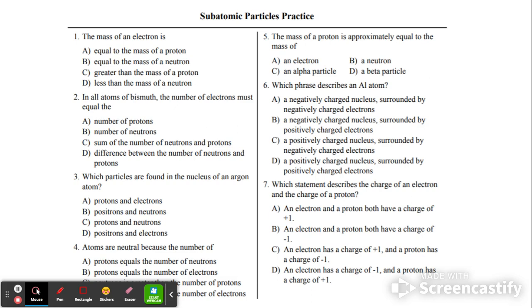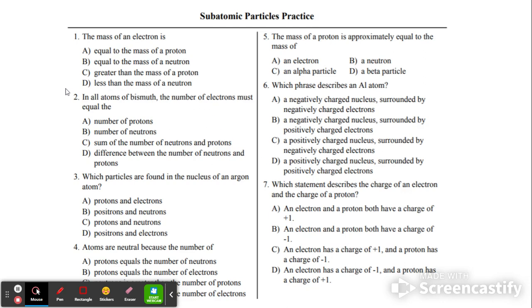Question 1: the mass of an electron is less than the mass of a neutron. Thus the answer is D. Since, as we know, the mass of an electron is essentially 0 AMU, whereas the mass of both protons and neutrons is 1 AMU. Thus, the mass of an electron must be less than the mass of both a proton and neutron. Thus the answer is D.